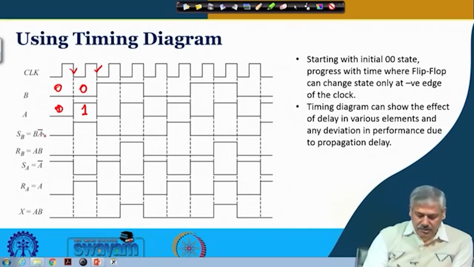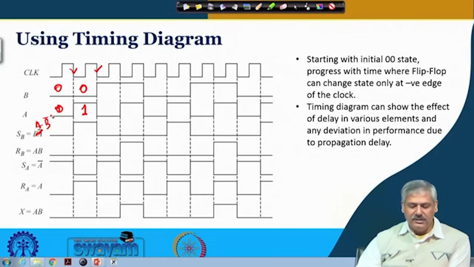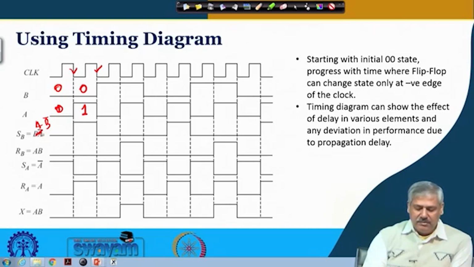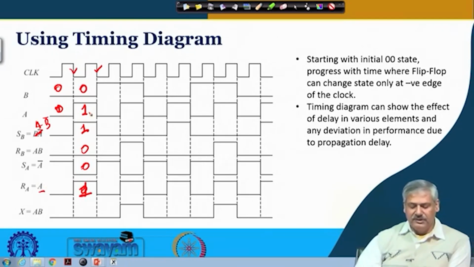Again this is A, B bar. So, SB becomes AB bar, so this becomes 1. RB is AB, so this is 0. SA is A bar, and A is 1, so this becomes 0, and RA is 0. RA is 1 because A is 1 now. Is it fine?